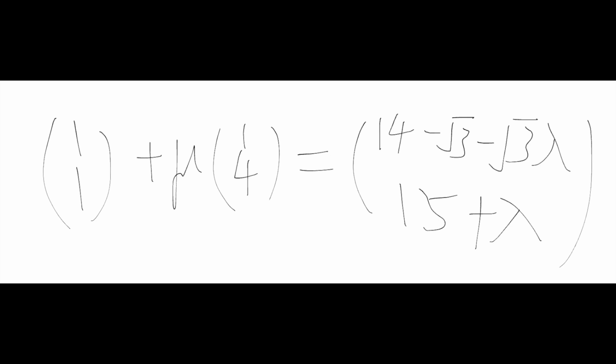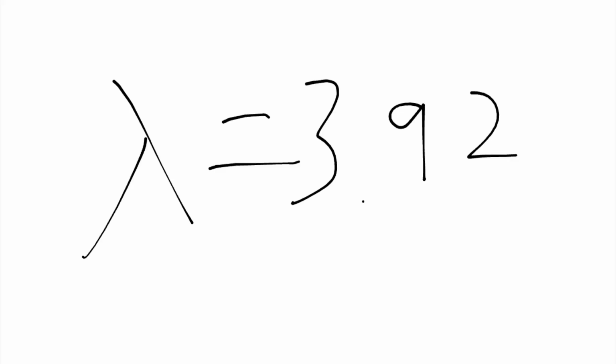Now the left side of the equation is 1, 1 plus mu times 1, 4, and the right side of this overall equation is 14 minus square root 3 lambda minus square root 3, 14 plus lambda plus 1. Putting this into the numerical solver, we get lambda equals 3.92.